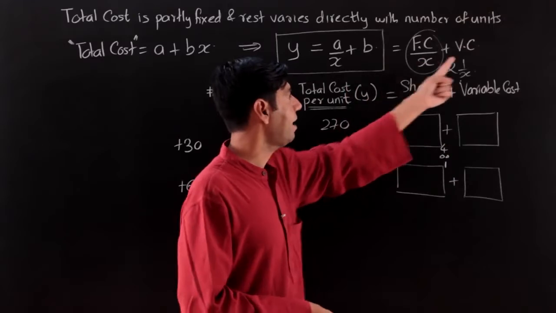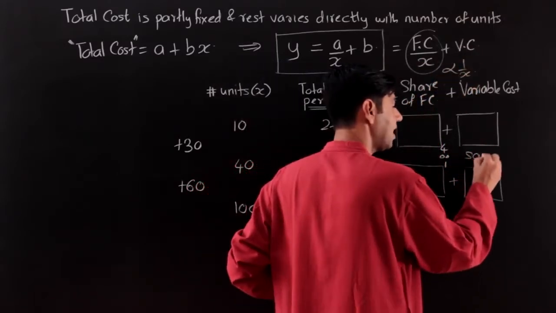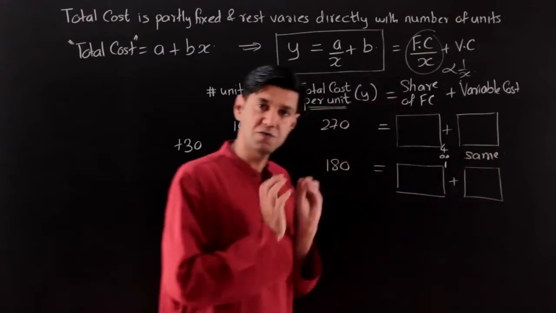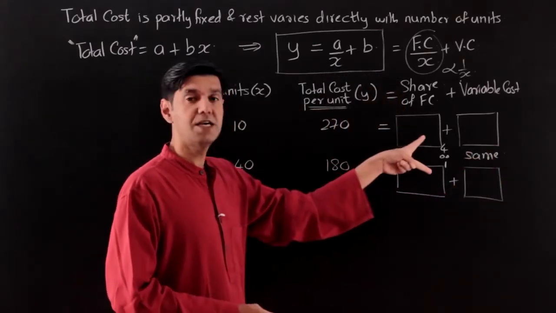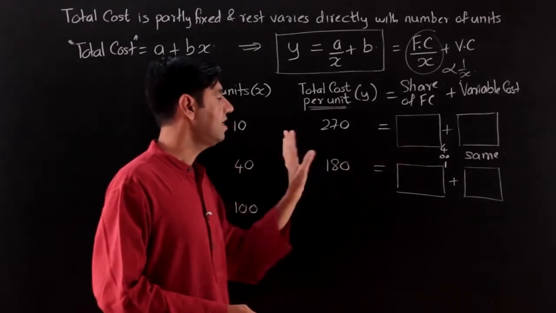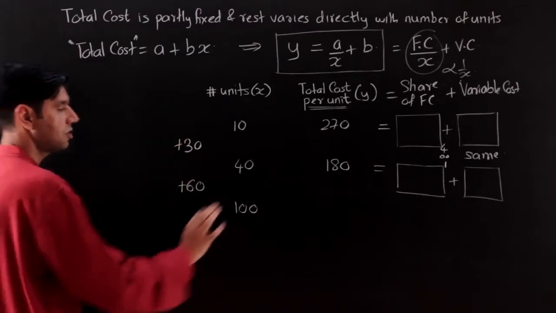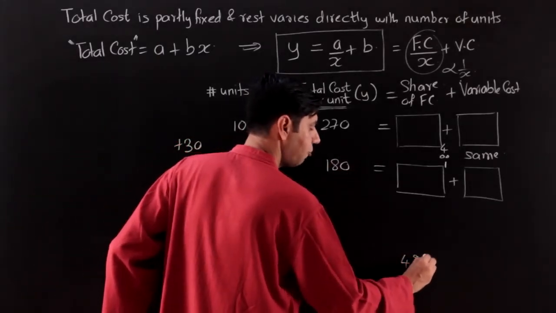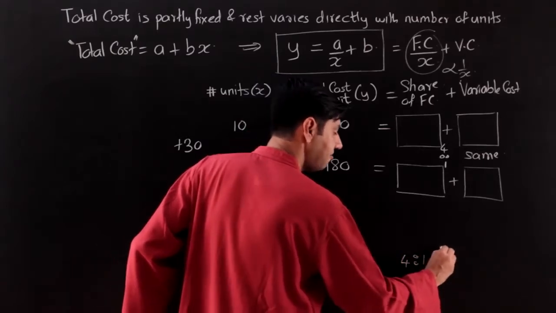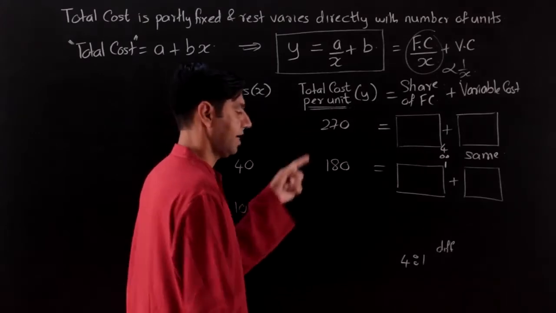The variable cost has to be paid entirely by each one of us. This is the same. There's no difference here. Our lunch cost we would have to pay. So the difference arises only over here. Let me just write it in a separate way. This question boils down to something as simple as: two numbers are in the ratio 4:1 and the difference in the numbers is nothing but 90.